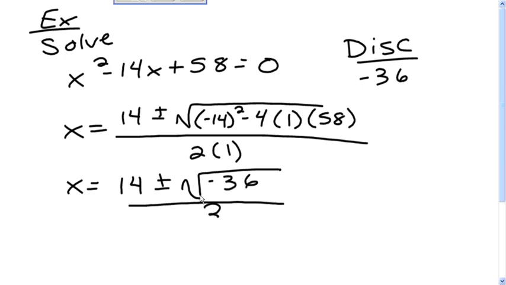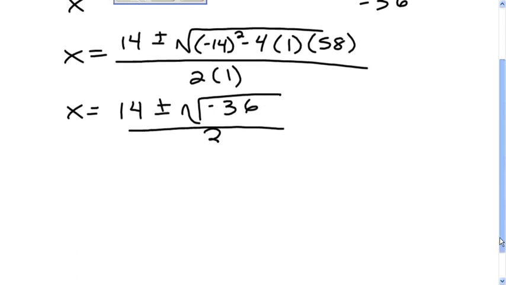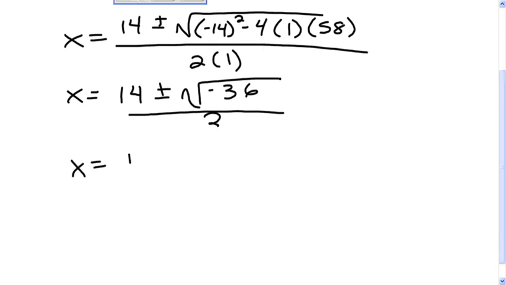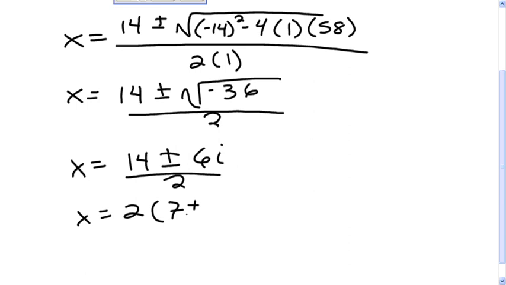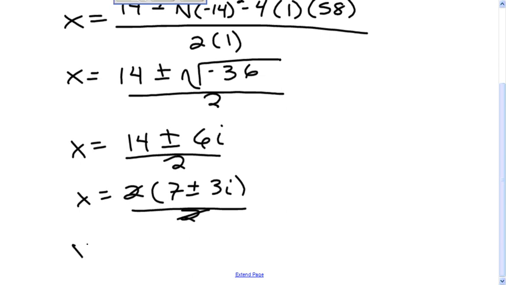So then you have to break down the square root of negative 36. So x equals 14 plus and minus 6i over 2. Factor out the 2 across the top. You're left with 7 plus and minus 3i over 2. 2's cancel. Therefore, x equals 7 plus 3i. And then you also get 7 minus 3i. Those are complex conjugates, so that's where you're going to see complex conjugates along the way.